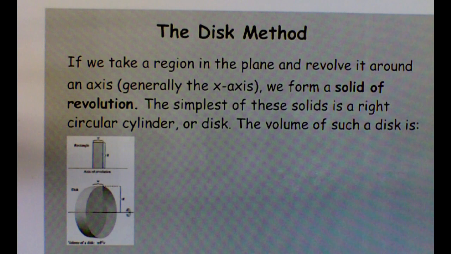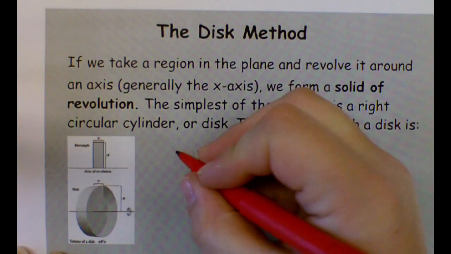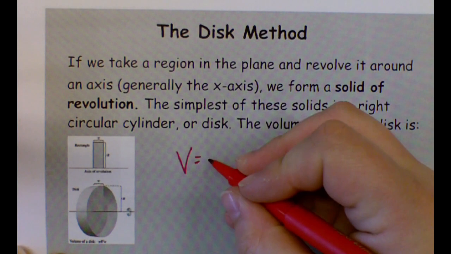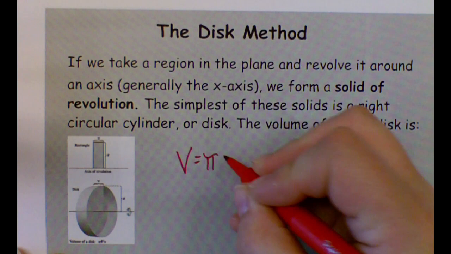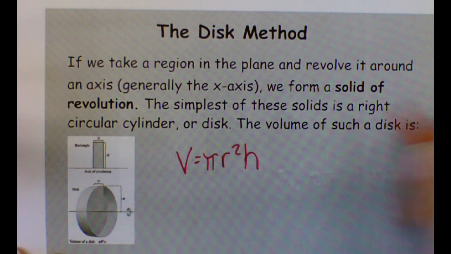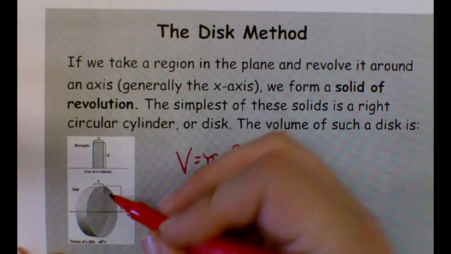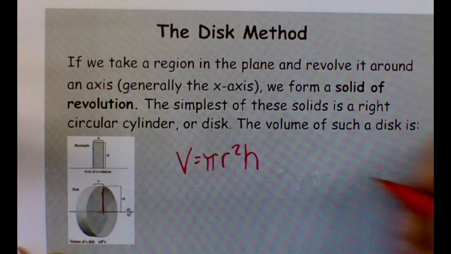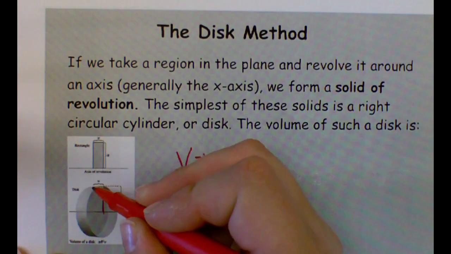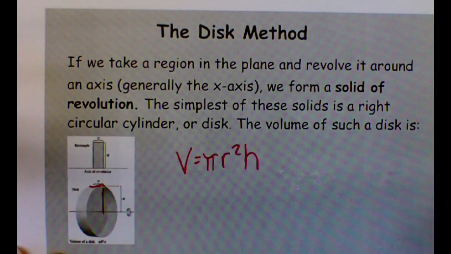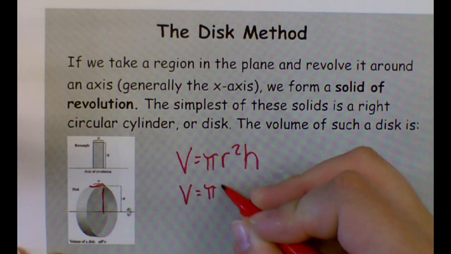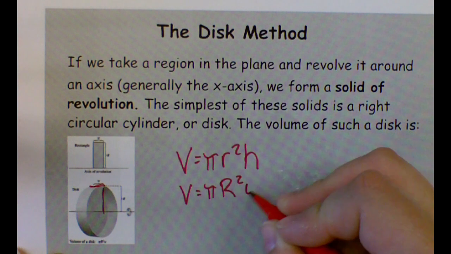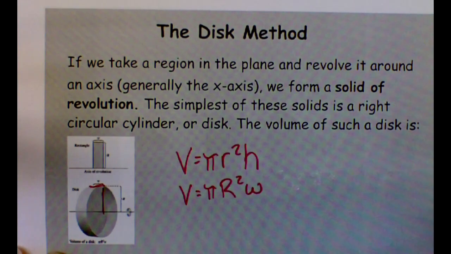The volume of such a disk is, remember, volume of a cylinder is pi r squared h. Well, r is the value of the function. h is however wide it is. So in this case, we call it pi r squared w because that's what it's labeled in this picture.